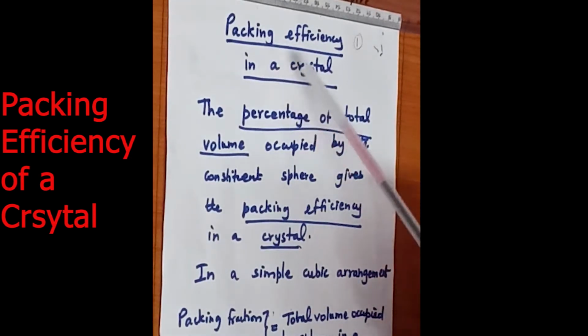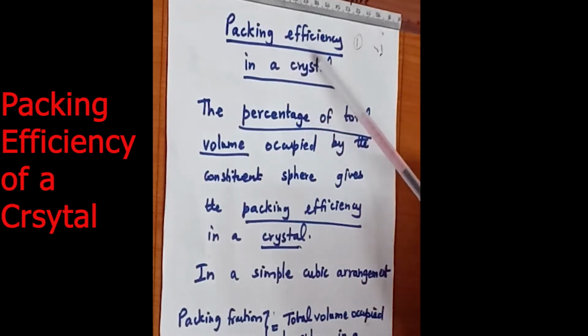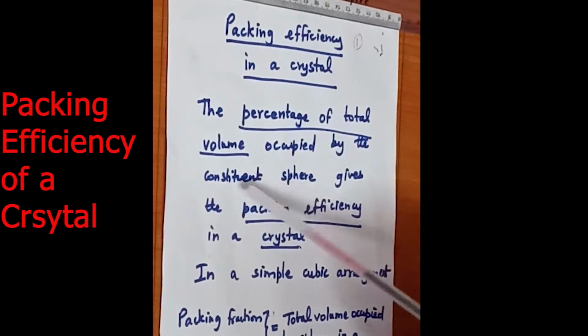So now we are going to see the packing efficiency of a particular crystal. As we know, there are three types of cube, so we shall see the types of crystal now. But before that, we shall see what is packing efficiency or packing fraction in a crystal. It is the percentage of total volume occupied by the constituent sphere. The constituent sphere includes the atoms, molecules or ions.